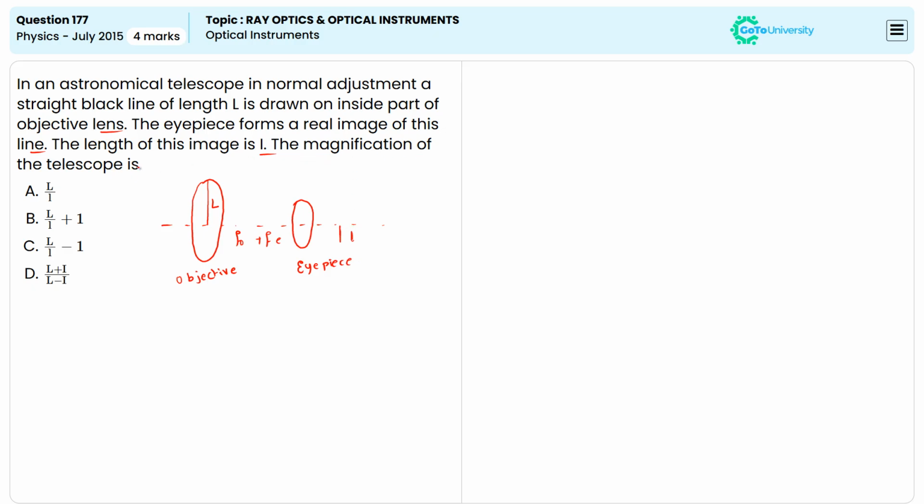The magnification of the telescope is what we need to find here. We know that in normal adjustment, the final image is formed at infinity. Then the angular magnification is given by m is equal to f0 by fe. This is the angular magnification. Here, for the image formation of the straight black line by the eyepiece, u is equal to minus (f0 plus fe).